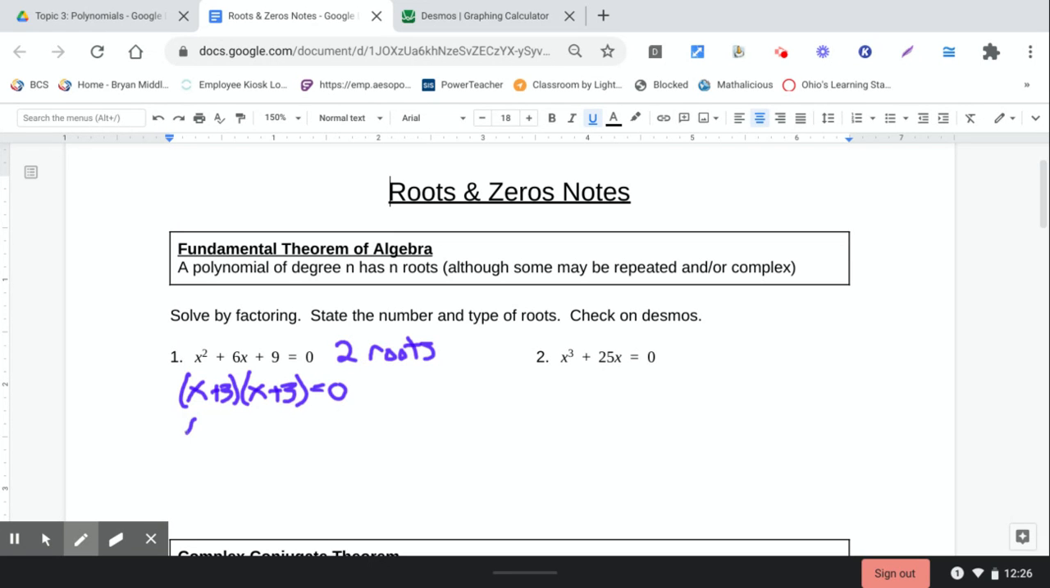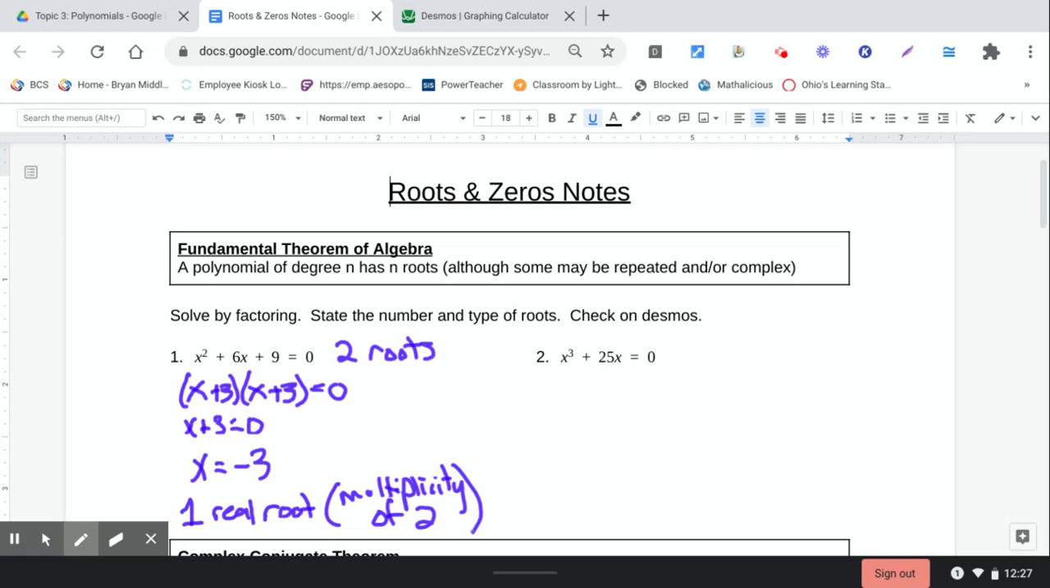If we set that equal to 0, x plus 3 equals 0, we get x equals negative 3. And the other one's going to be exactly the same. So x equals negative 3 is our only root. There is one real root, but it's repeated. So this is a repeated root. We call it a multiplicity. So it has a multiplicity of 2, because it's repeated.